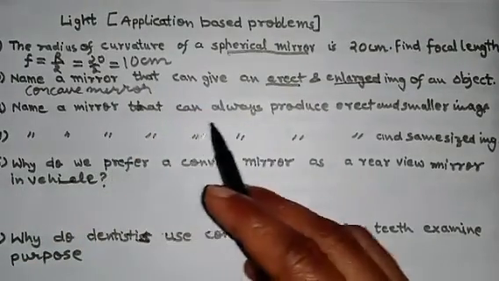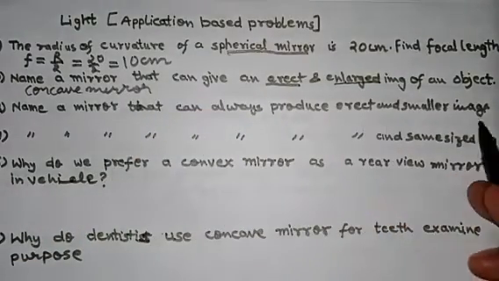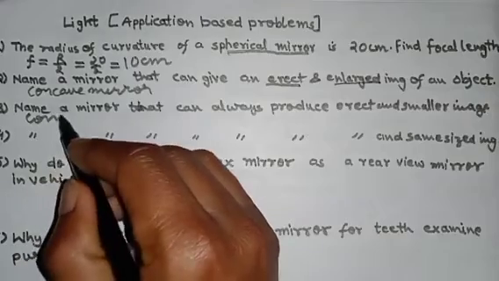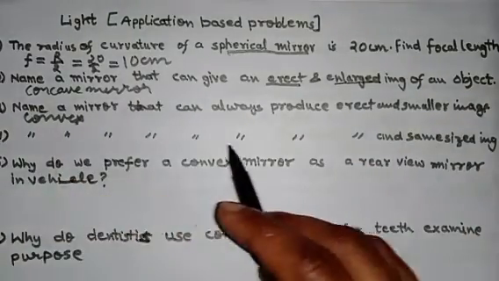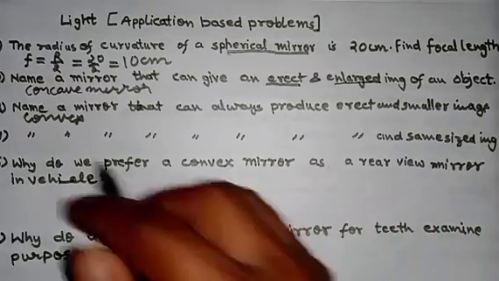Name a mirror that can always produce erect and smaller image. That is convex mirror. Erect image and smaller always. Name the mirror that can always produce erect and same sized image. That is plane mirror.